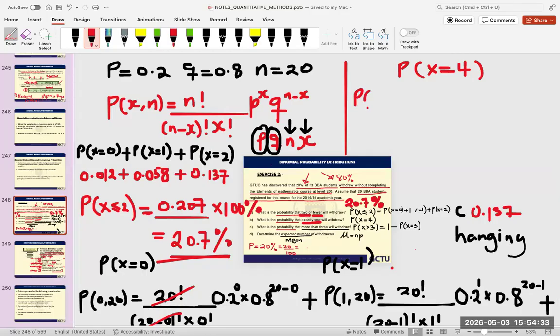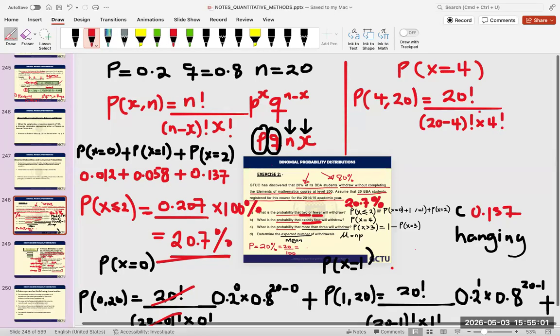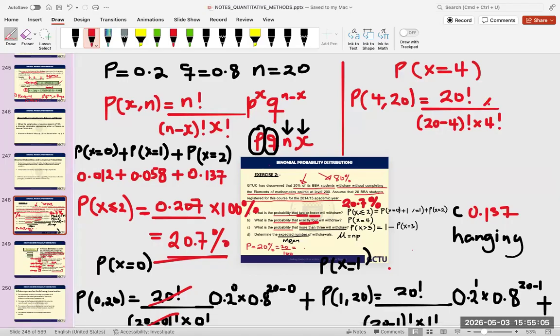Means probability of 4, X is now 4 out of 20, is equal to 20 factorial divided by 20 minus 4 factorial times 4 factorial, times, then we come to the top part, 0.2 to the power 4, times 0.8 to the power 20 minus 4.